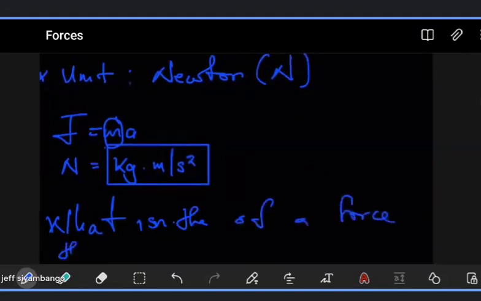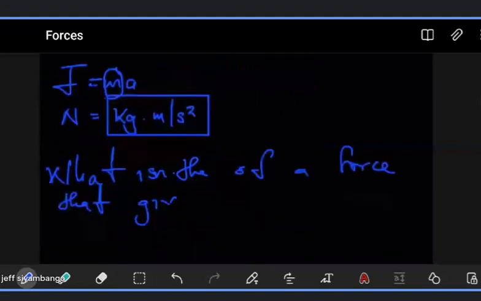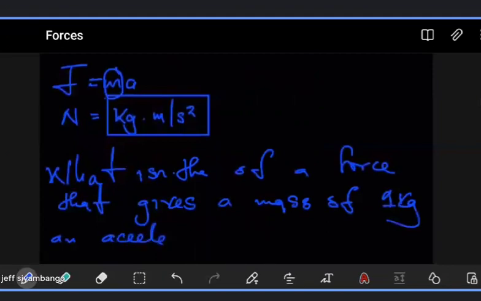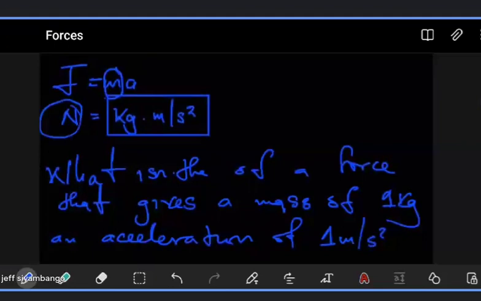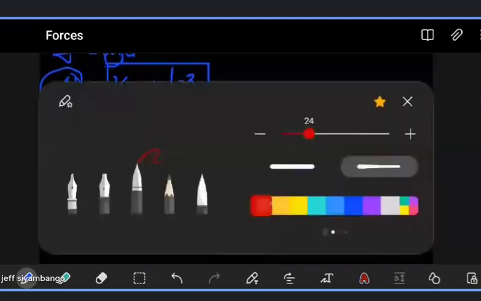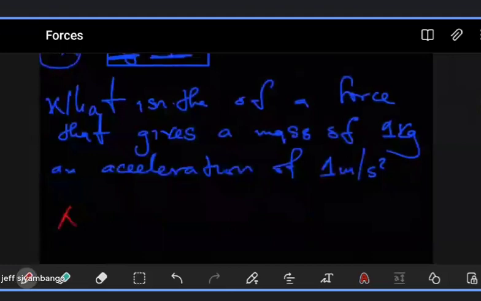that gives a mass of 1 kg an acceleration of 1 meter per second squared. If you look at this statement, they are asking what this will be if the mass is 1 kg and the acceleration is 1 meter per second squared. The name of that force is actually just a newton. So the answer to this is a newton.